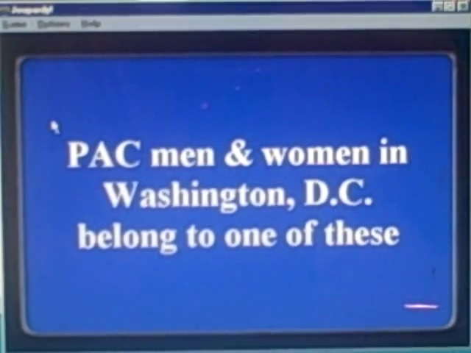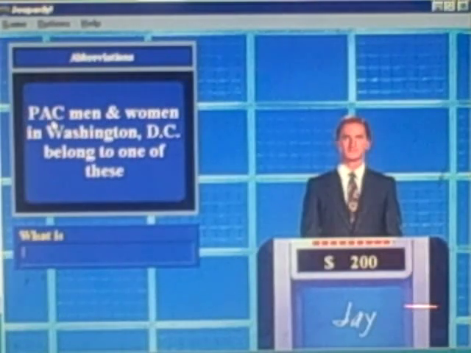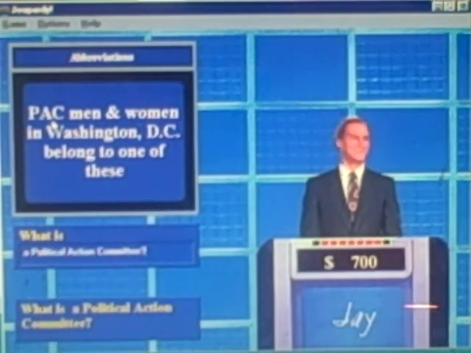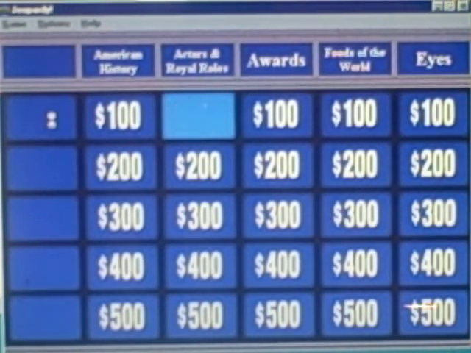Abbreviations 500. PAC, men and women in Washington, D.C. belong to one of these. What is a political action committee? You are correct. Actors and royal roles for 100, please.